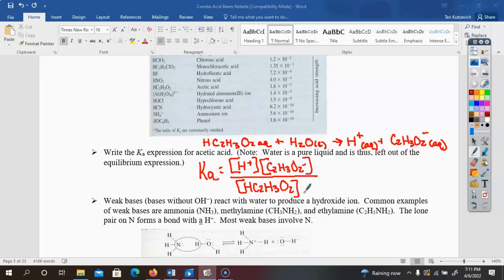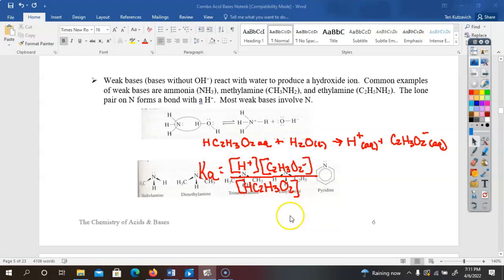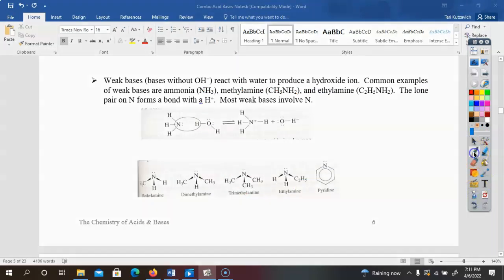All right, weak bases, bases without OH, react with water to produce hydroxide ion. Common examples are ammonia, which we've talked about all year, methylamine and ethylamine. And you can look how that forms right here. So this partial positive H on the water is attracted to the partial negative nitrogen on the ammonia. So this is going to be pulled over to make the NH4 ion, and then you have OH negative. And that's how that works.